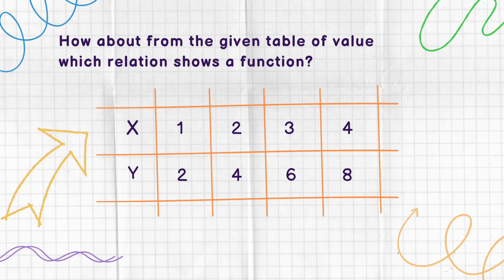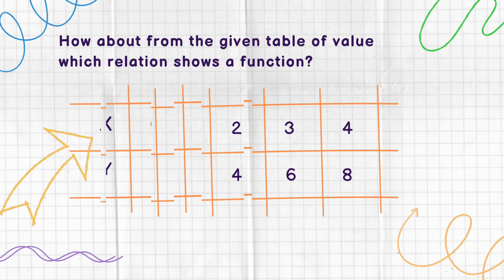How about from the given table of values, which relation shows a function? So, the first row ay values ng x, and the second row ay values ng y. So, ang titignan lang po natin sa table of values ay values ng x. So, if you notice, sa values ng x is 1, 2, 3, and 4. So, makikita nyo, walang naulit na number. So, this is a function.